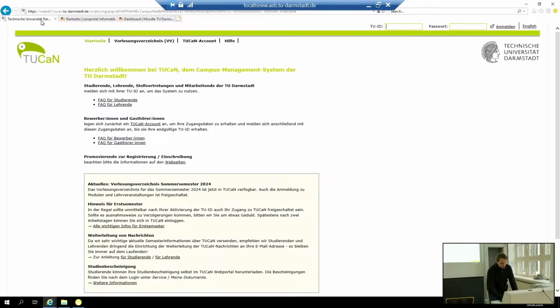So, Tucan. You will all most likely have seen something like that already, because you had to apply, for example. A lot of interesting information as well as you log in. Let me just show you how to use Tucan specifically for the registration. Let's start with that one.